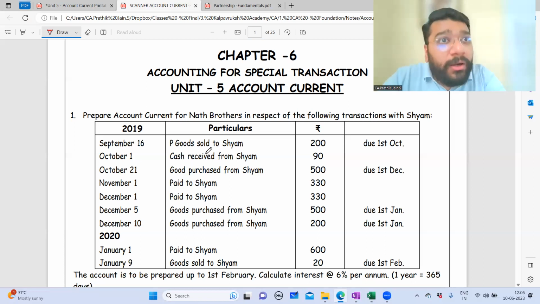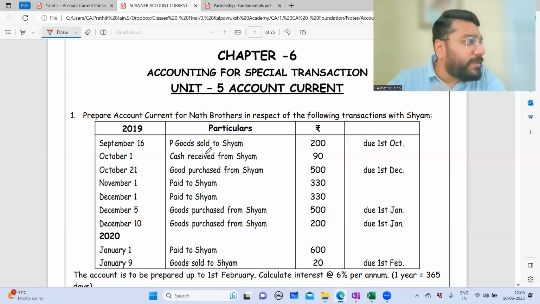So prepare account current for businessman Nath Brothers because he had some transactions with Sham. Sham is the party from whom we have purchased and sold the goods. Now all the transactions are given one by one, guys. In 2019, September 16, the goods have been sold to Sham.